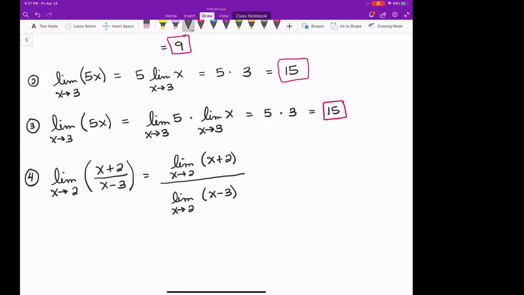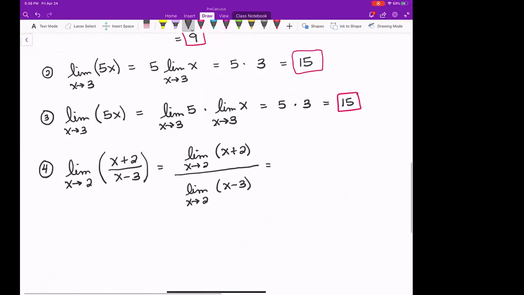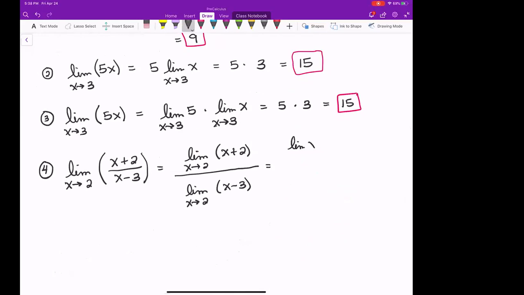And then if you really wanted, you could use that first property where we are splitting up through addition or subtraction. So then I could technically break this up as the limit of x as x approaches 2 added to the limit of 2 as x approaches 2. And then do the limit of x on the bottom as x approaches 2. Oh, this one's got to be subtraction because it's subtraction between them. And then minus the limit of 3 as x approaches 2. And now they're all basic limits.